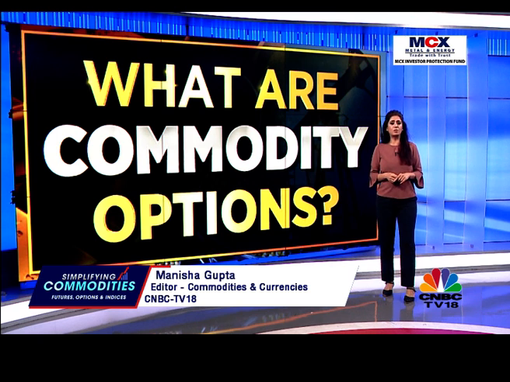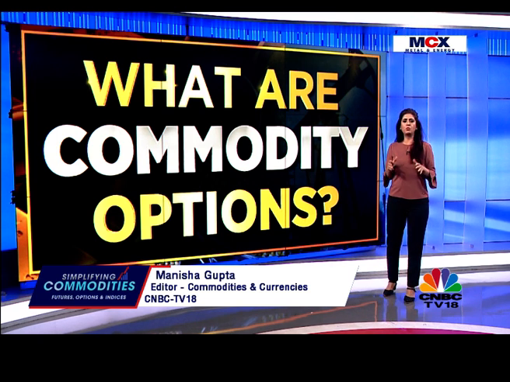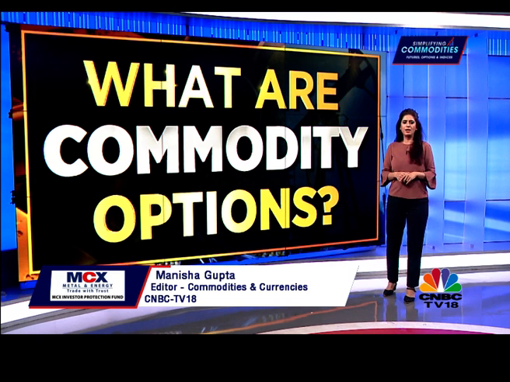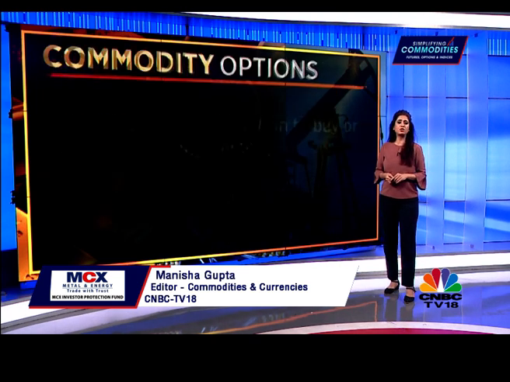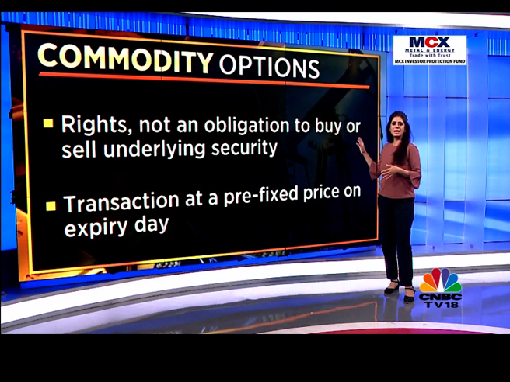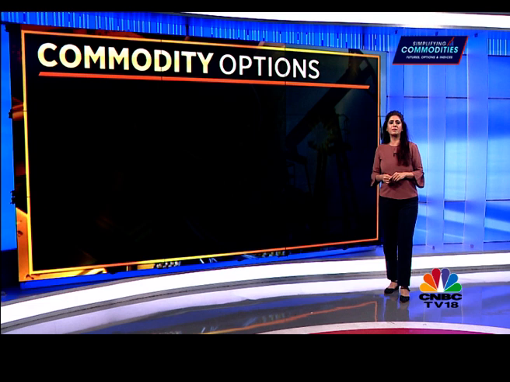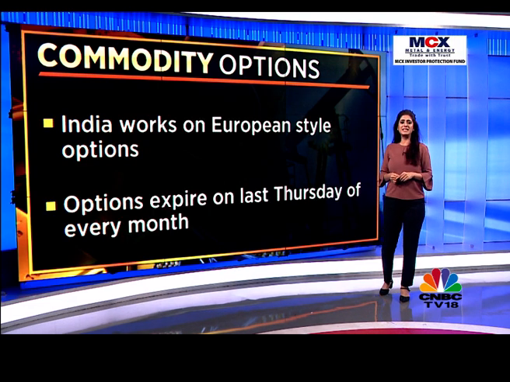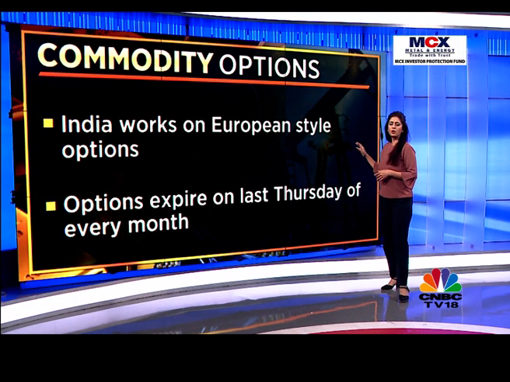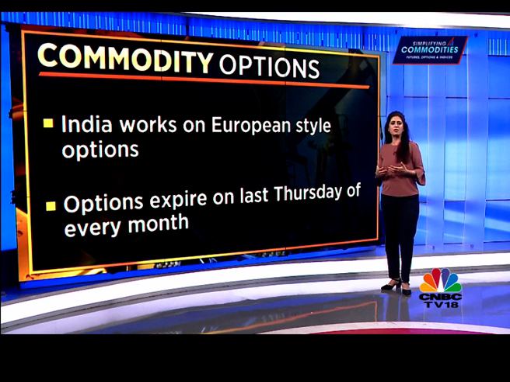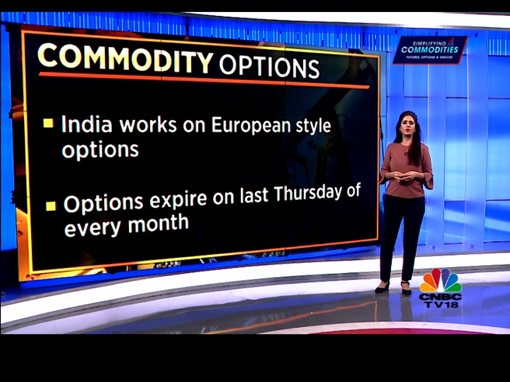To understand what a commodity option is, let's first understand what an option contract is. Options are rights and not obligations to buy or sell an underlying security at a strike price on a specific day, which is the day the contract expires. There are two types of options, American and European styled options. In India, only European styled options are traded and options contracts expire on the last Thursday of every month.